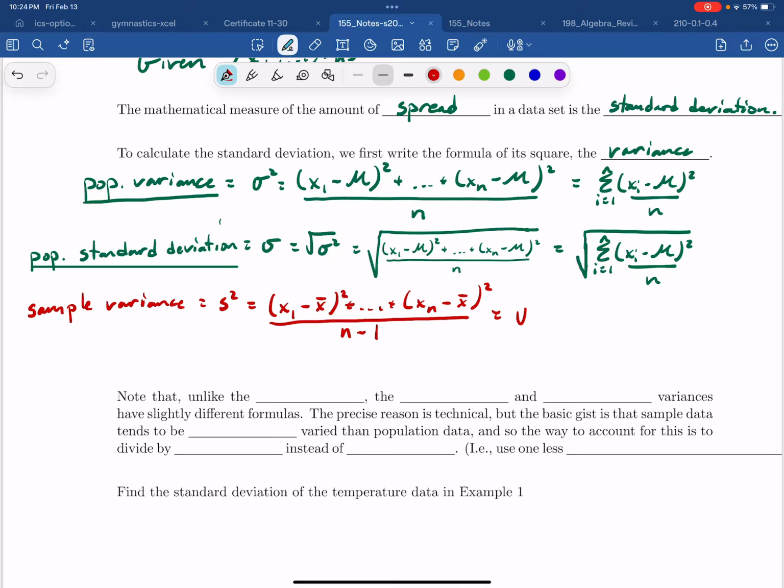Oh, actually, sorry, we don't have square roots yet. What happens here is we just have this sum. Again, don't even worry about this. I'm just putting it here for the sake of completion. This is the sample variance. And you might guess what the sample standard deviation is.